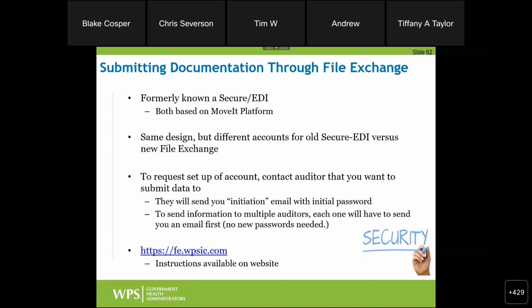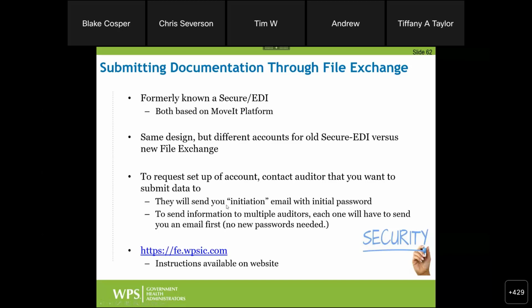But it's auditor specific. So for example, if I was to send you an email, but your auditor is someone else, you would only be able to communicate with me. You'd never be able to communicate with that auditor until they finally sent you their own invitation or initiation. So you definitely want to have your provider or your auditor reach out to you so you can establish that link.